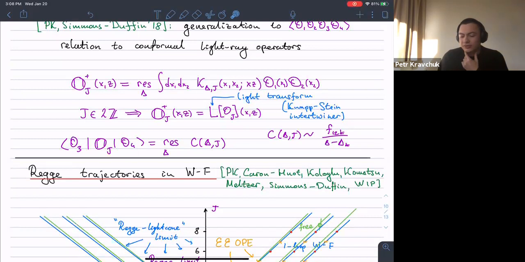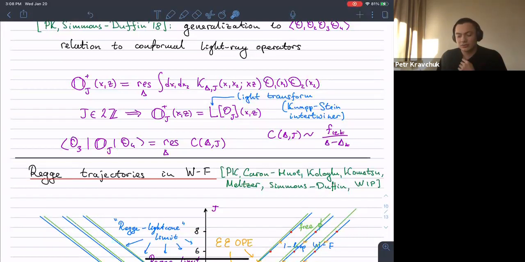But the real question, which appears to be the hard question, is to understand the structure of this function as a function of delta for some non-integer values of J. No matter what the structure is, any non-analyticities of this function are expected to be universal and related to some sort of non-local operators.